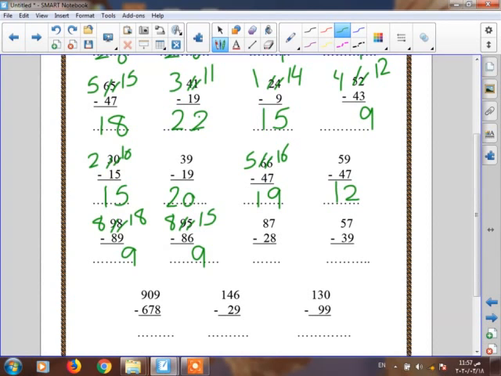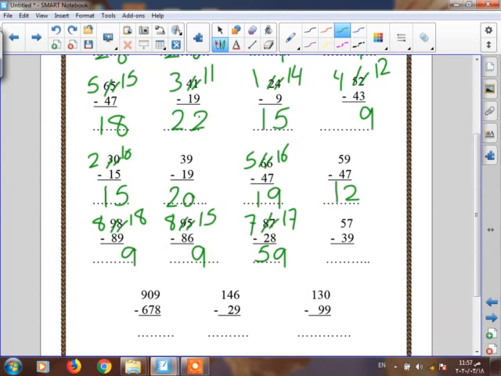87 minus 28. I start from ones. 7 minus 8, no we can't. Borrow 1 from 8, 8 becomes 7 and 7 becomes 17. 17 minus 8, after 8, 9, 10, 11, 12, 13, 14, 15, 16, 17, it's 9. So I write 9 in ones. After this, 7 minus 2, after 2, 3, 4, 5, 6, 7. 5 in tens.